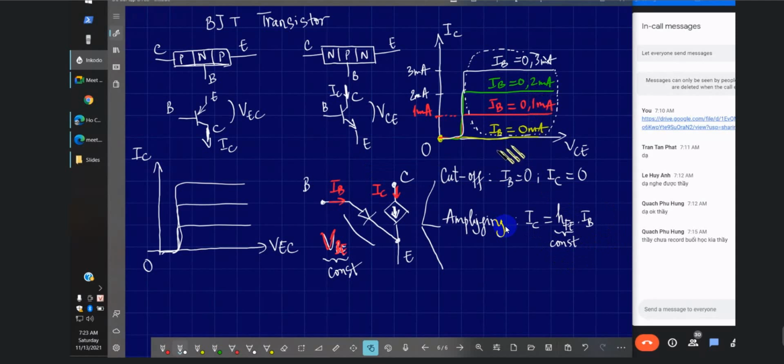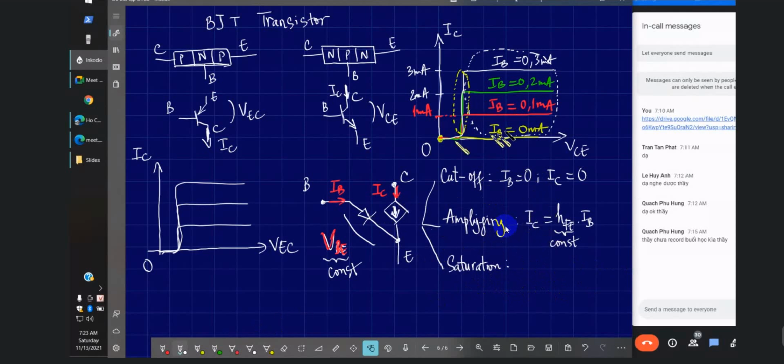And the last operation mode, the last operation area of the transistor, would be this straight line here. All right, this area, only the straight line here. So we call it the saturation mode. There is not enough space, so I write it very short.